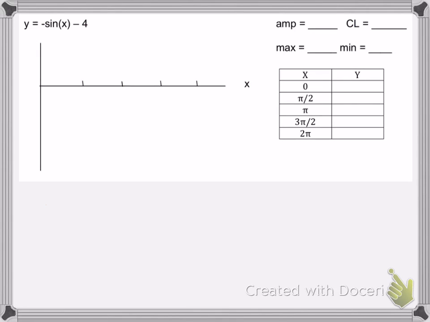Example 2, now I have a center line. So my center line is y equals -4. My amplitude is 1 because amplitude is always positive. The max, it's my center line plus my amplitude. So that gives me a -3. And the min is my center line minus my amplitude, so that gives me -5. Again, I haven't done anything with the x-axis, so I simply label as indicated.